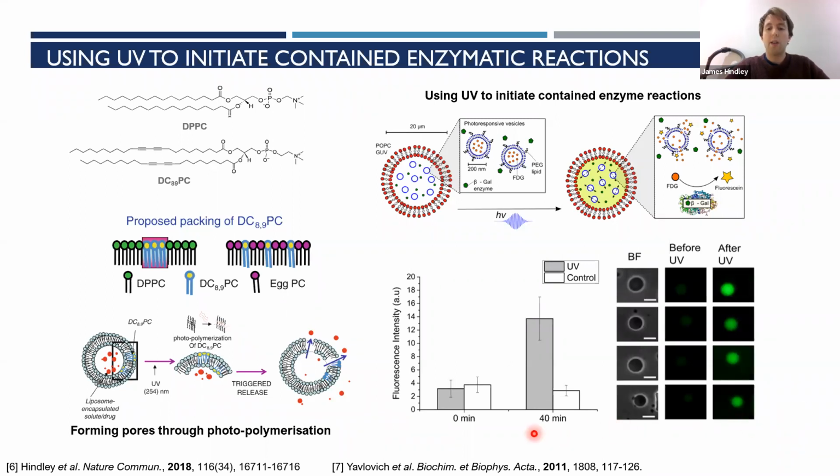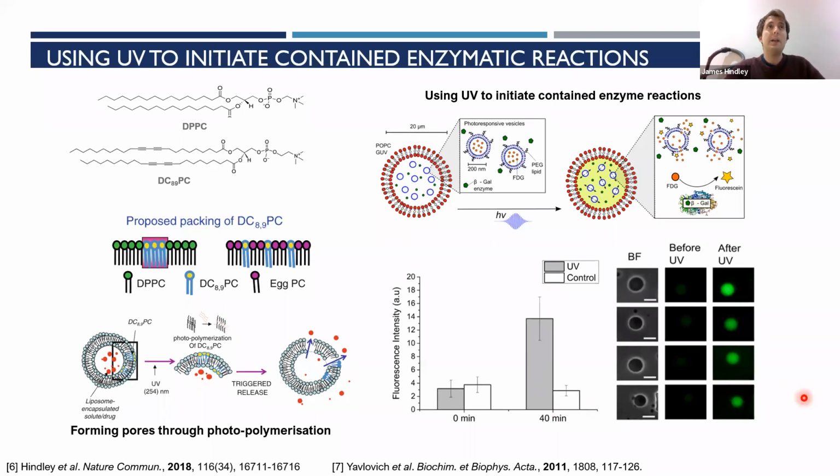So we just use fluorescence microscopy here to show, again, proof of concept that we can control these reactions. If we irradiate our vesicles for 10 minutes, and then leave it a further 30 minutes for catalysis to occur, we see a strong fluorescence in the vesicle. And if we don't apply any UV to our system, then we don't see any response. And so we're super interested.